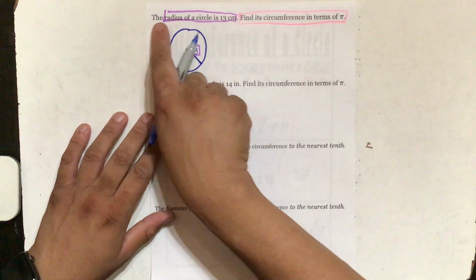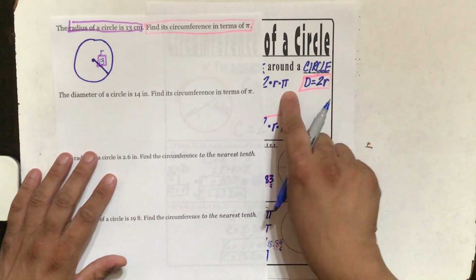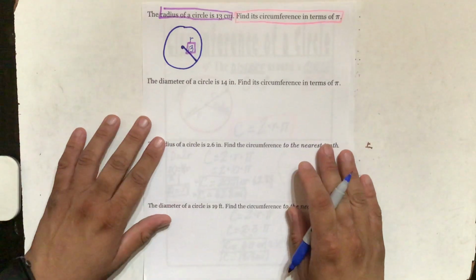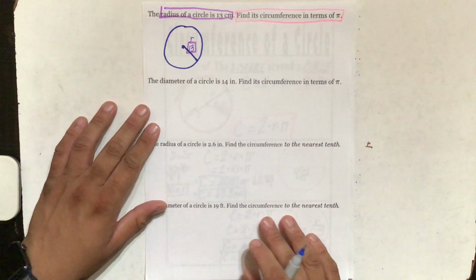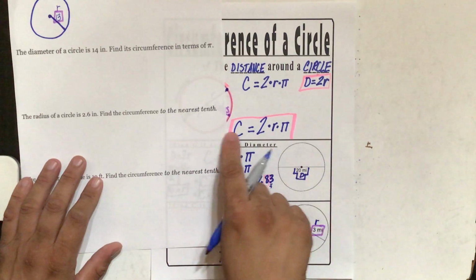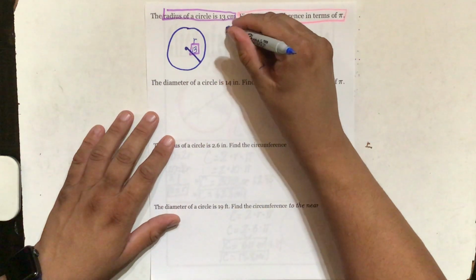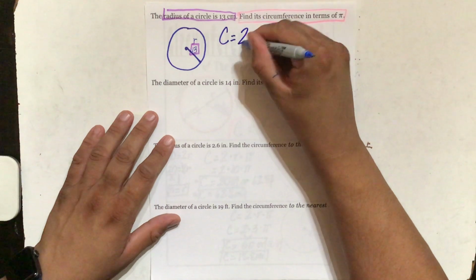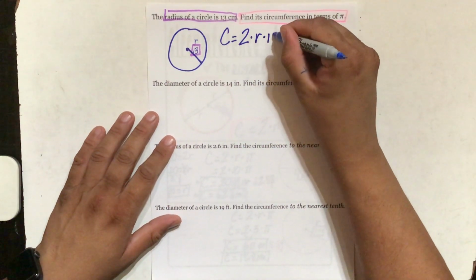Nowhere in the problem does it say diameter. So we do not need to use D equals 2R, because it doesn't say diameter. So we're going to go straight to our circumference formula. C is equal to 2 times R times pi.